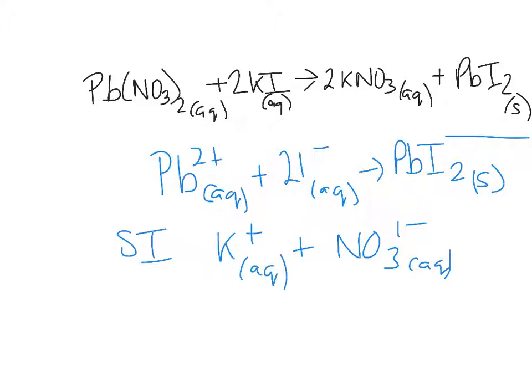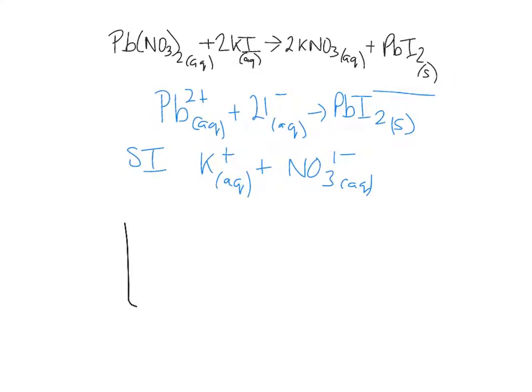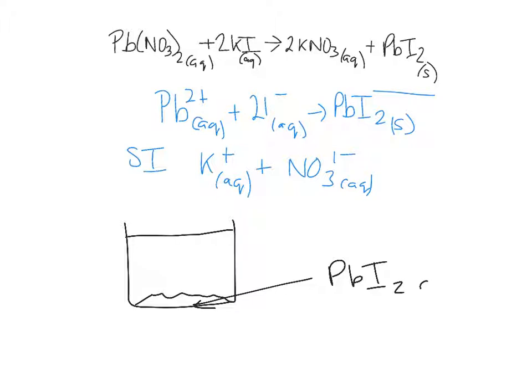So basically, if you have a beaker, you've just mixed these two solutions together. You have a pile of solid PbI2, and it's quite pretty. It's yellow. And in solution, you have K plus ions floating around and nitrate ions floating around. You don't actually form KNO3. They're soluble, which means they're not making KNO3. Okay? Does that help?